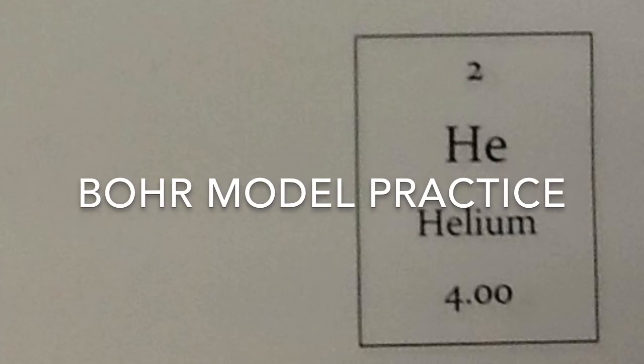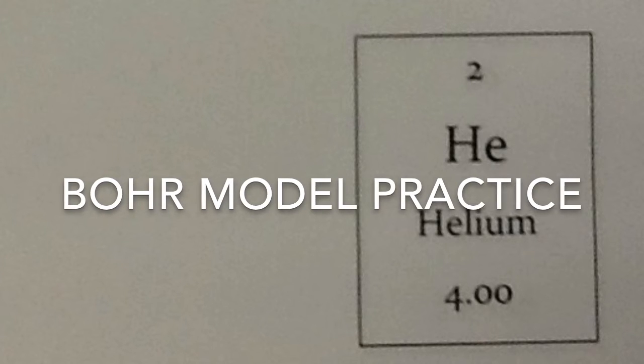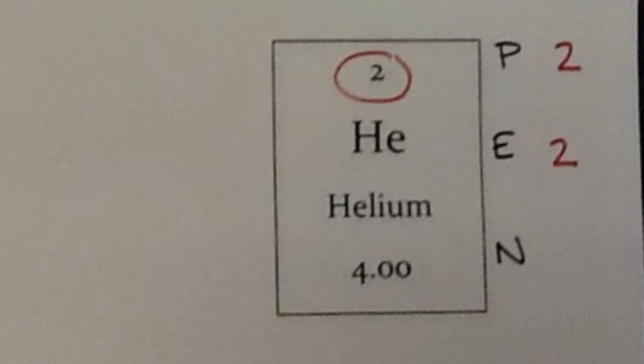Welcome, ladies and gentlemen. Today we're going to be doing our Bohr model practice that takes place in our interactive notebooks. The first element we're going to start with is helium, which has an atomic number of 2.